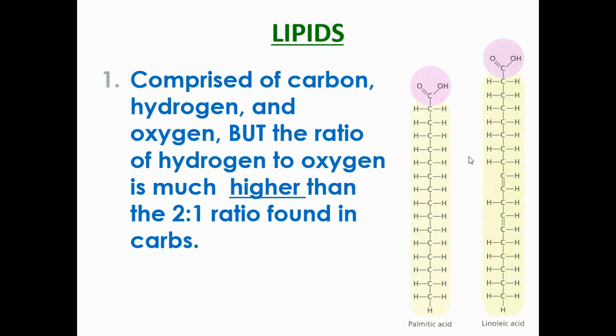Lipids are comprised of carbon, hydrogen, and oxygen, but the ratio of hydrogen to oxygen is much higher than the 2-to-1 ratio found in carbohydrates. So we no longer have that 1 to 2 to 1 ratio. Notice that there are only 2 oxygens in a lipid. It doesn't matter which kind of lipid you're talking about, they only have 2. So we don't have that ratio anymore.